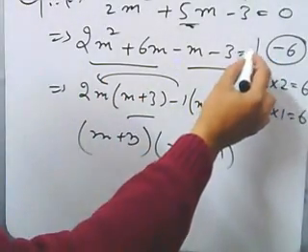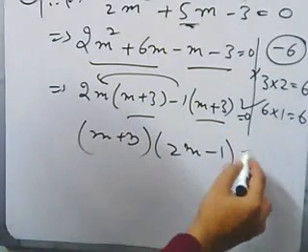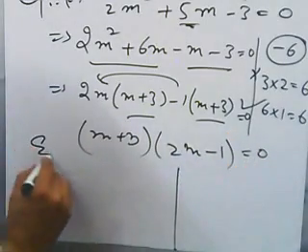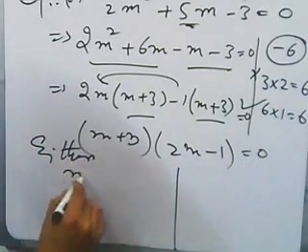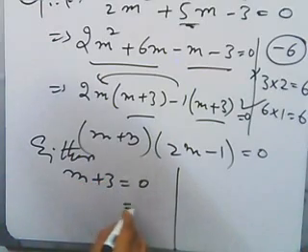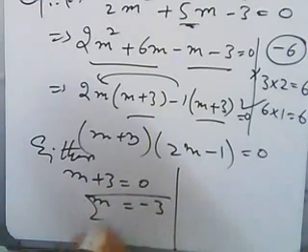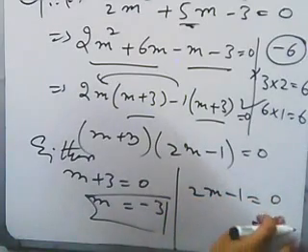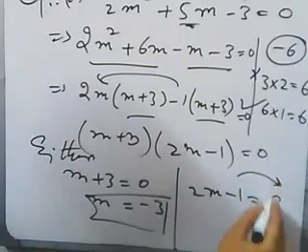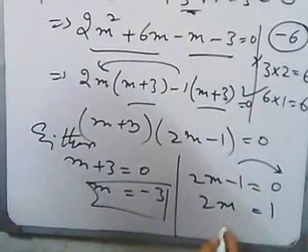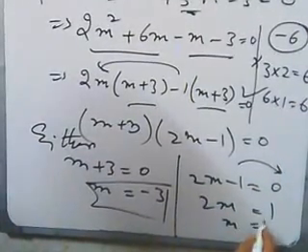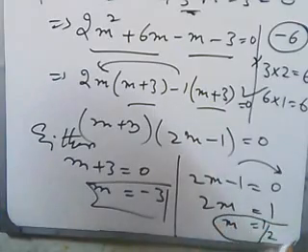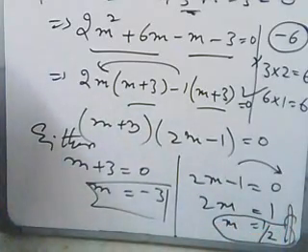So it is equal to 0. So either m plus 3 is equal to 0, it becomes minus 3, or 2m minus 1 is equal to 0, so 2m is equal to 1 by shifting this, and m is equal to 1 by 2. So here is your result.